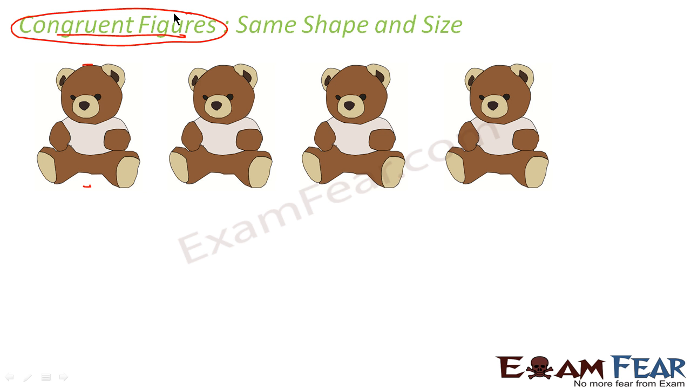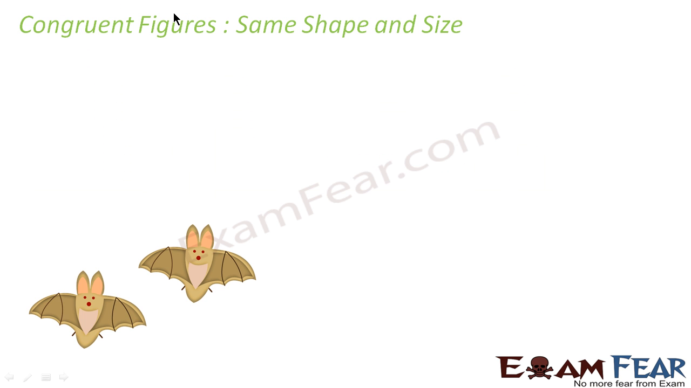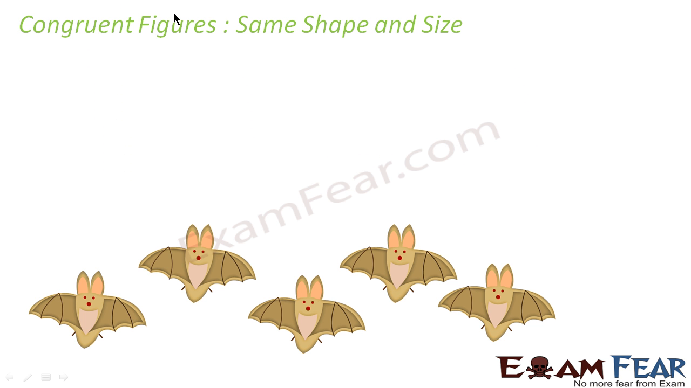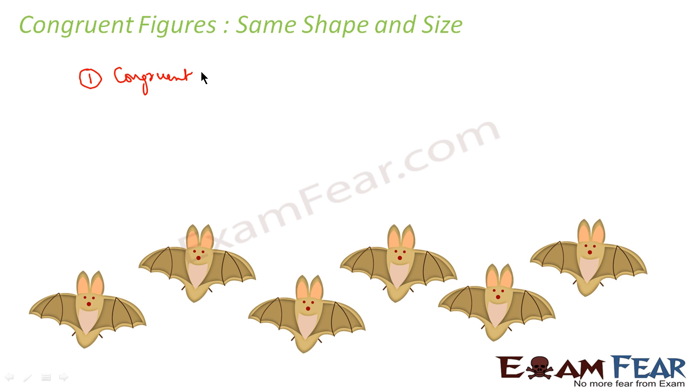Correct? We'll take one more example. We'll take this bat. All this bat has same shape and same size. If you see, the shape is same and the size is same. So they are called congruent figures. So we have learned two terms here. First is congruent figures and the second is similar figures.